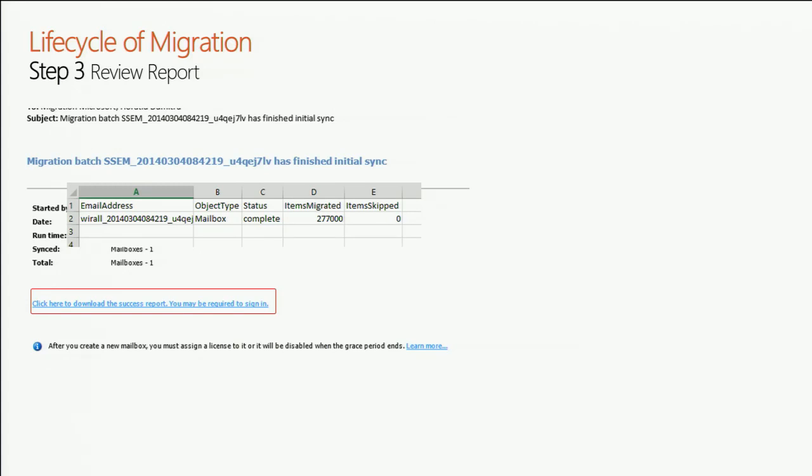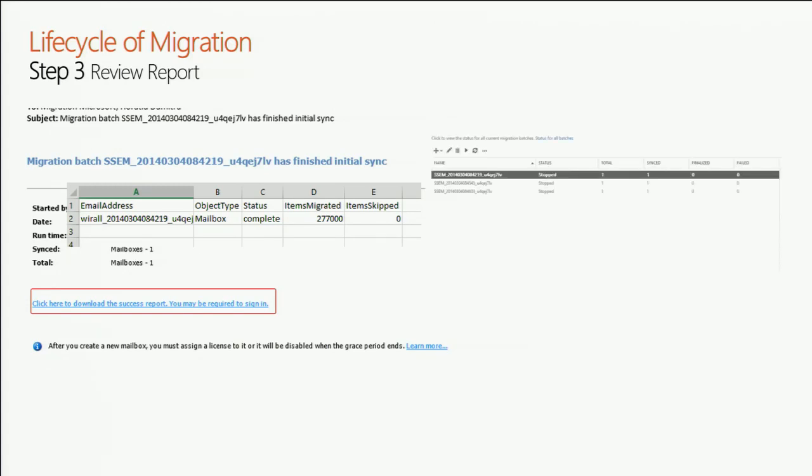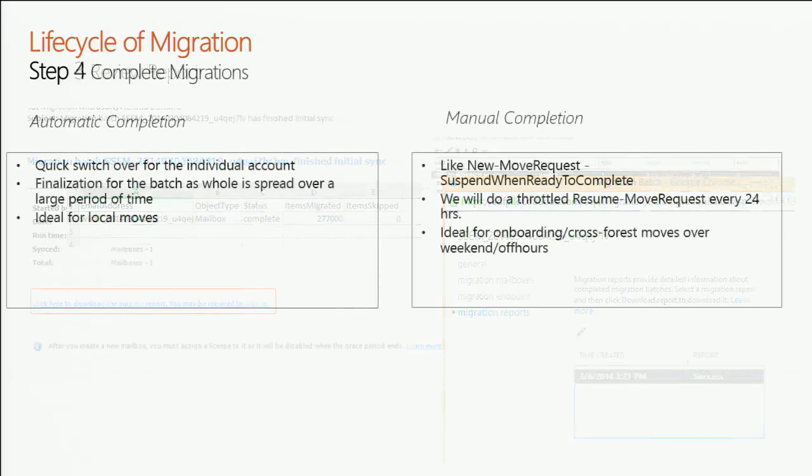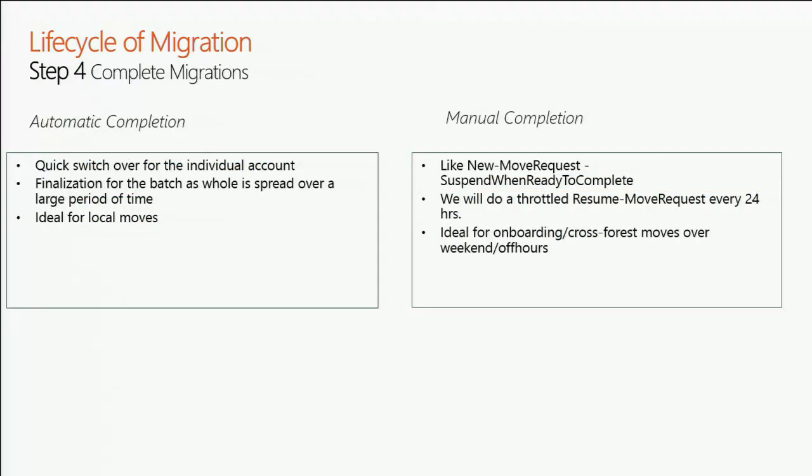You can also get the similar details from the dashboard. If you double-click on the batch in the dashboard, you will be able to download the report and view it. And we'll show a demo of all these things in a few slides. Once you've reviewed the report and the administrator finds that it's fine, as I said, he can complete the batch.